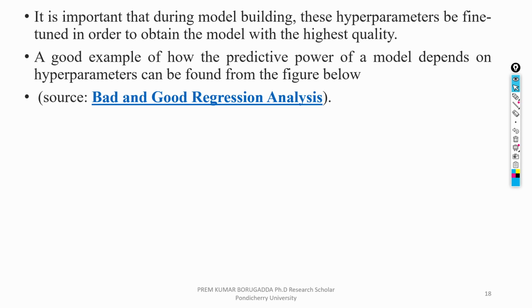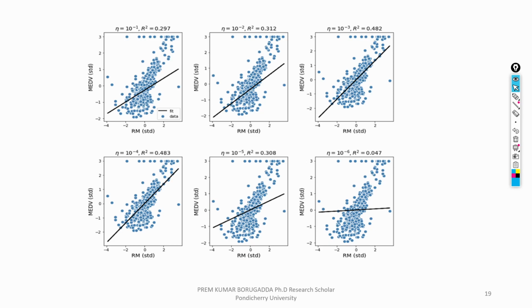It is important that during model building the hyperparameters are fine-tuned in order to obtain the highest quality. This is a good example of how the predictive power of a model depends upon the hyperparameters. If you see this diagram, these are the regression data points, and this is the target variable. Here this is the learning rate value: 10 power 1, 10 power minus 1, 10 power minus 2, 10 power minus 3.